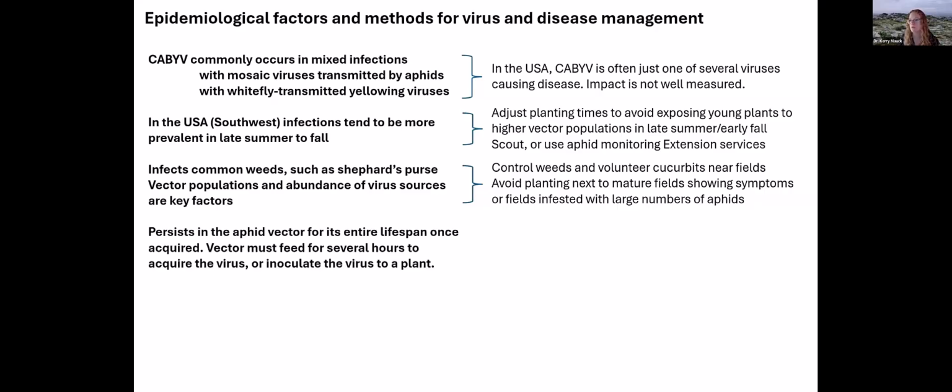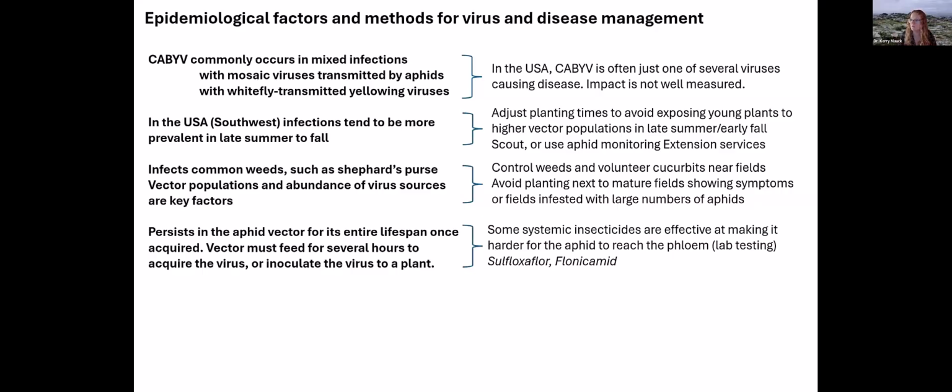An important thing about the transmission mechanism is that once that aphid vector picks up the virus, it's pretty much going to be able to transmit it for the rest of its life. So it can hit many, many plants and potentially inoculate lots of plants from a single vector. Keeping that in mind, with this kind of transmission mechanism, you can use systemic insecticides to prevent the insect from reaching the phloem and thus prevent that acquisition or inoculation. There are a couple that I've listed here where we have some evidence from lab testing of reductions in the number of aphids reaching the phloem and the time that it takes them to get there.